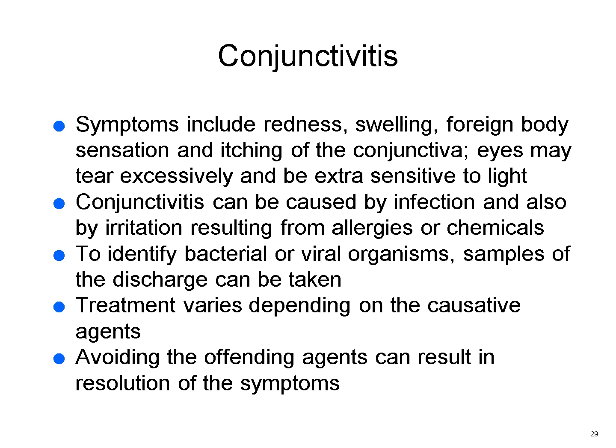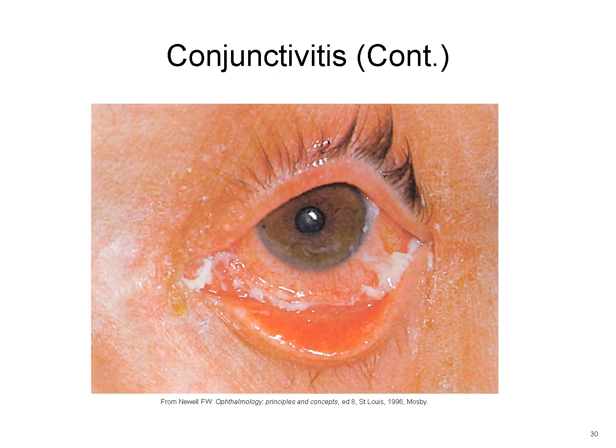Diagnostic testing may involve collecting samples of eye discharge to determine the cause. Treatment is based on the underlying agent, and avoiding the offending trigger often leads to full symptom resolution. This image shows a classic case of conjunctivitis, with visible redness, swelling, and mucus discharge from the lower eyelid. The conjunctiva appears inflamed, and there may be a yellow or green discharge, suggesting a bacterial infection.